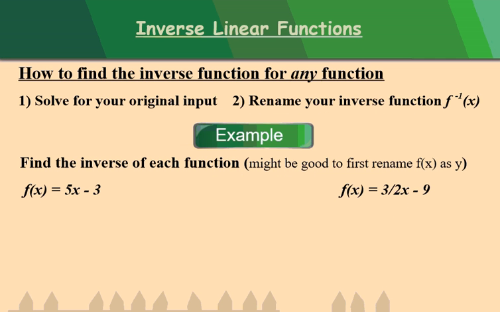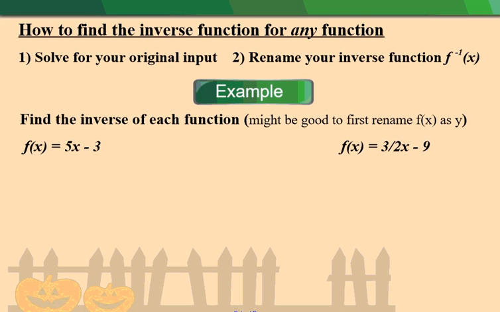Okay. Last one is, so we know how to find the inverse from a graph. Now we need to know how to find the inverse if I'm given an equation. So step one is going to be solve for your original input, just like we did with the cricket chirp and temperature, and then we need to rename it in function notation. I'll talk about why here once we get our first example. So find the inverse of each function. So it might be wise to rename f of x as y first. It makes it easier to solve.